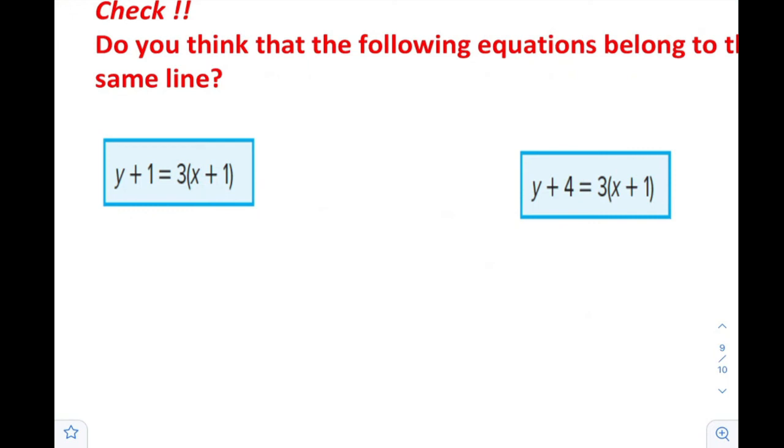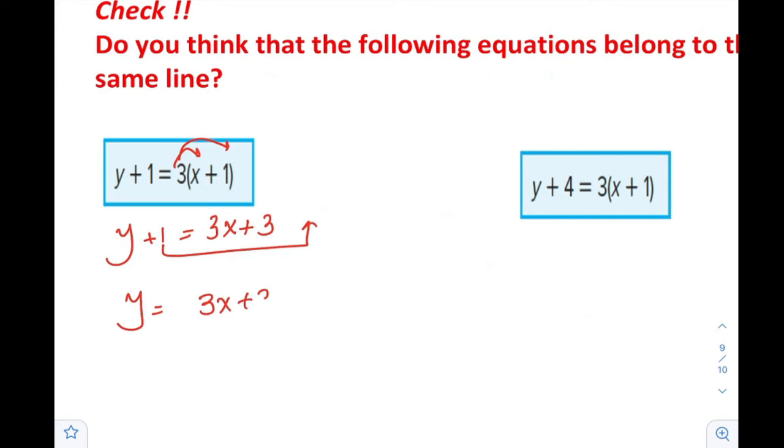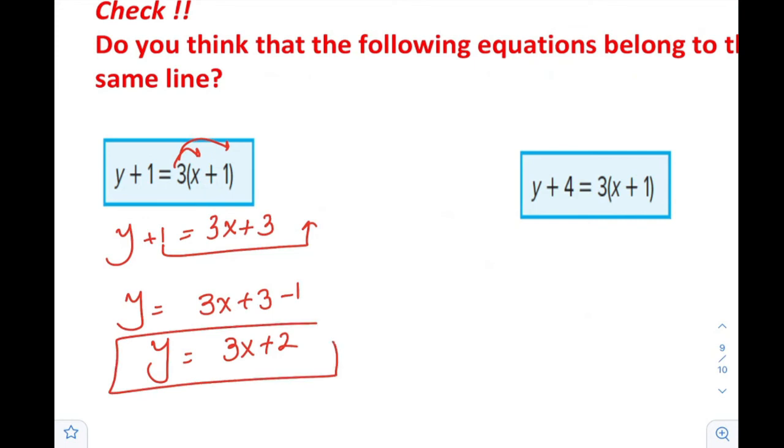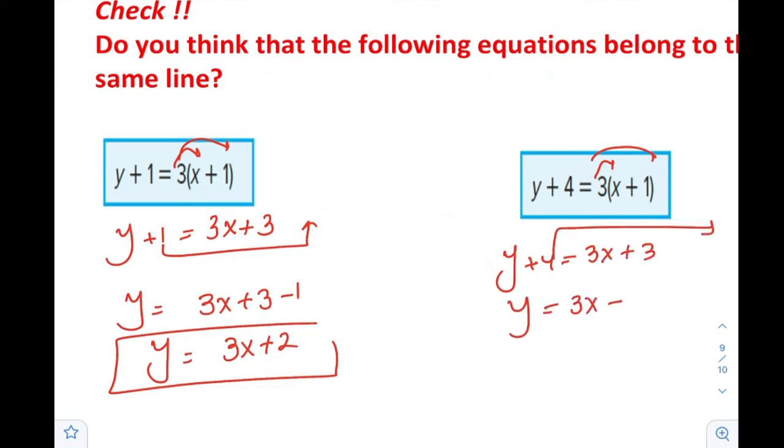So let's start distributing. This will be 3 times x, 3x plus 3 times 1, 3. And when you shift this to the other side, it will be 3x plus 3 minus 1, so y equals 3x plus 2. This is the equation of the first one. I'm doing the same thing here. And shift the 4 there. So y is 3x minus 1.